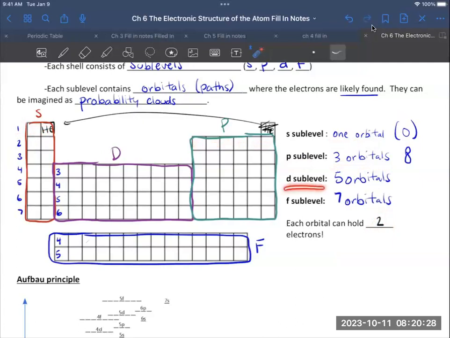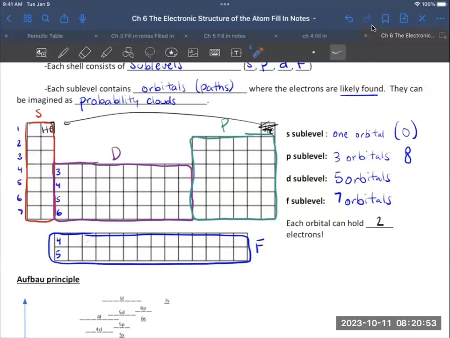Meanwhile, the D sublevel has 5 orbitals. Each can hold 2 electrons. That makes 10. And look at this, 1, 2, 3, 4, 5, 6, 7, 8, 9, 10. And then the F sublevel has 7 orbitals, holding 2 electrons each. So 7 times 2 is 14. 1, 2, 3, 4, 5, 6, 7, 8, 9, 10, 11, 12, 13, 14. Again, not a coincidence.